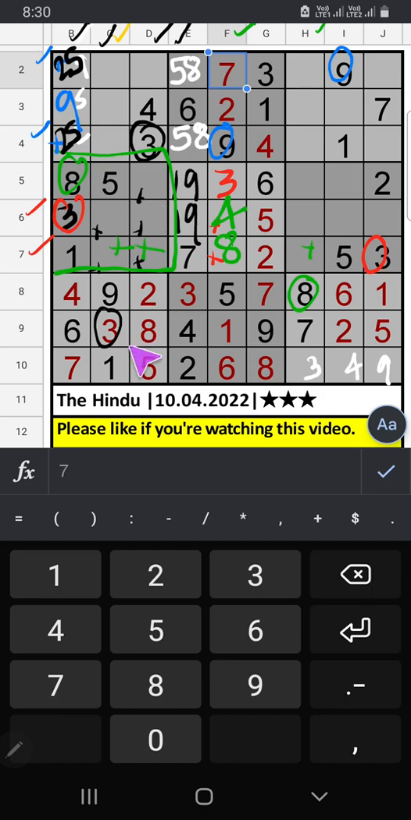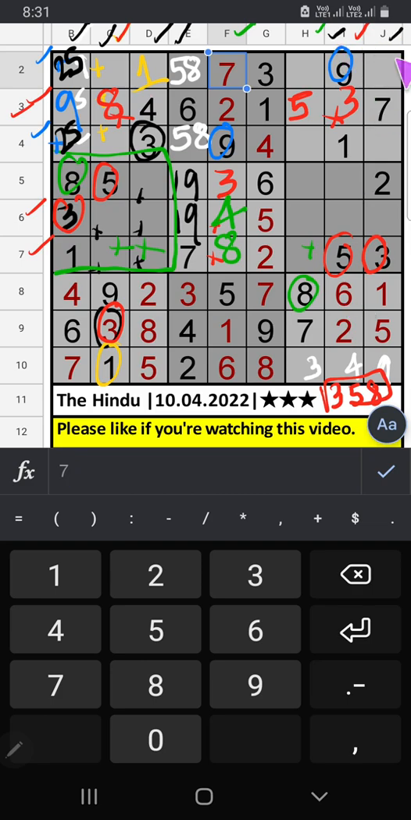Column C, we have 1, so 1 can't come in these cells, then 1 is confirmed here. Third row, 3 numbers are remaining, 3, 5, 8. Column C, we have 3 and 5, so 3 and 5 can't come in this cell, it will come in any one of the cells. Column I, we have 5, so 5 can't come in the cell, 5 is confirmed here, then 3 is here. Then third row, only one number is remaining, 8, 8 is confirmed here.